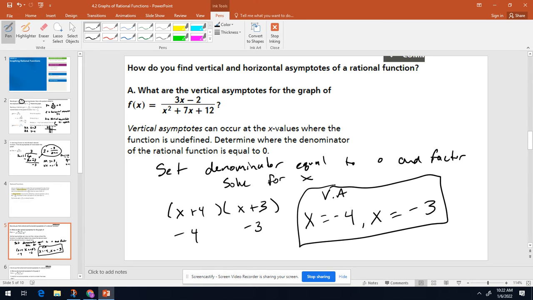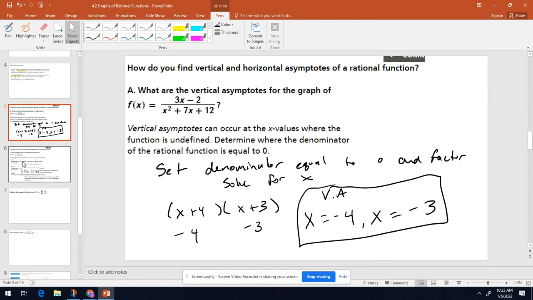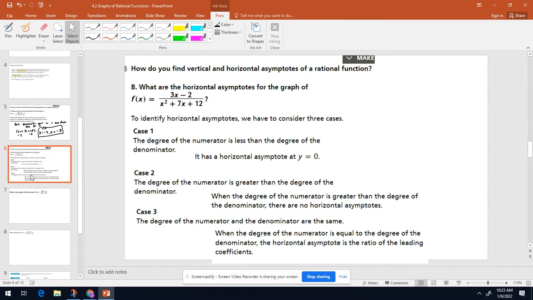Okay. So these graphs are going to get really, really funky the way they look. That's why we're going to use Desmos for a lot of this. Now, horizontal asymptotes, we have to pay attention to the three separate cases. Looking at the problem, we're looking at the degree of the numerator versus the degree of the denominator. What is the degree? It's the largest exponent that is there.